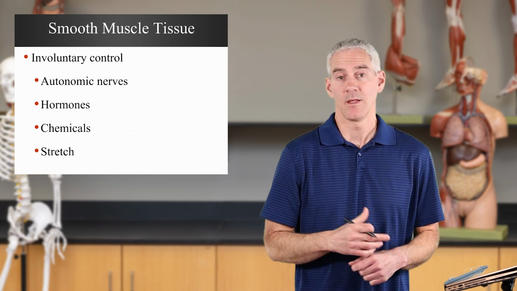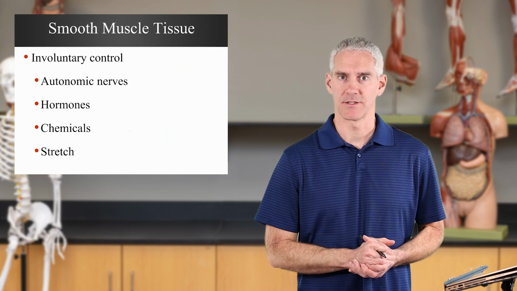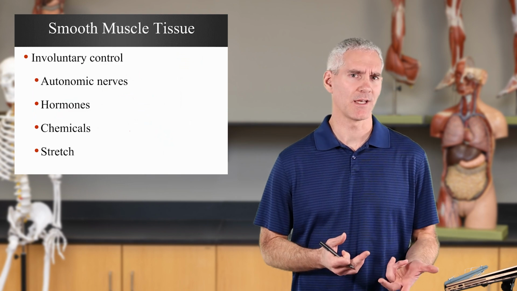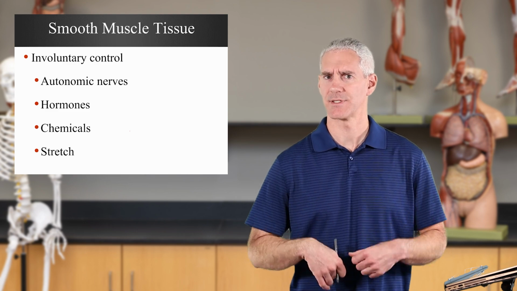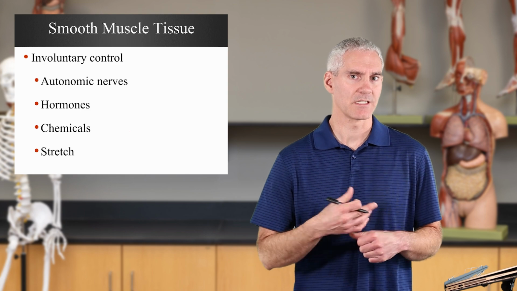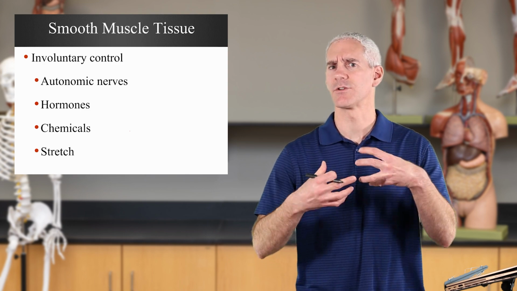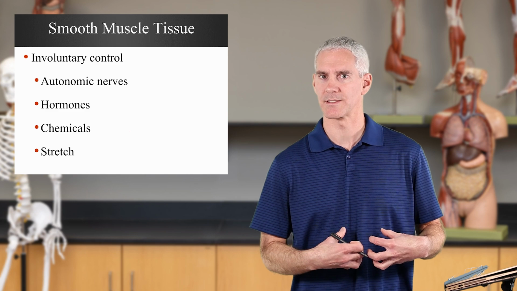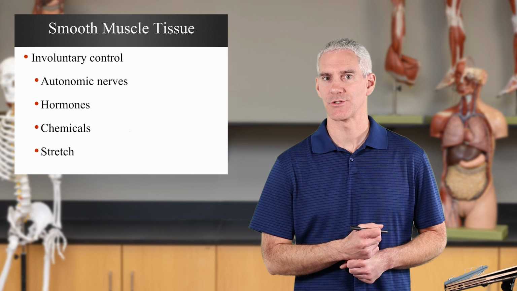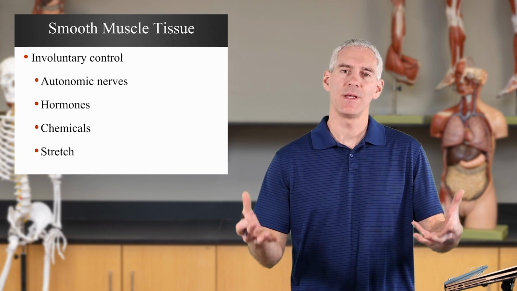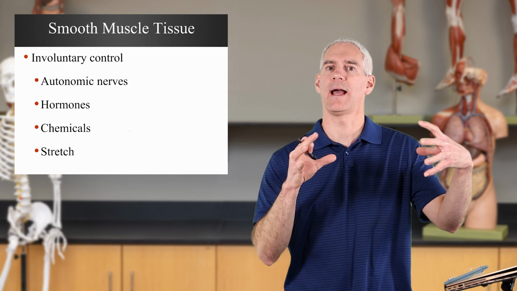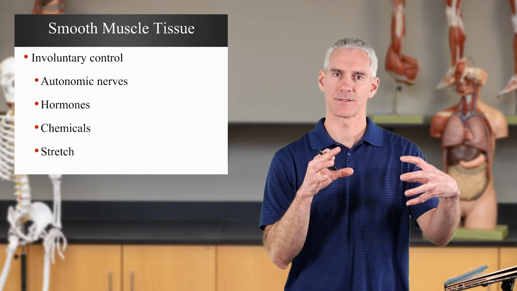And we mentioned control, involuntary. You don't even think about it. Once you're done with your meal, do you think about how to digest it? No, of course not. It just happens. That's because you have, again, the autonomic nervous system. It simply tells your intestines, your stomach, all these different organs what to do, how to work. Hormones, chemicals, stretch, same idea. They can come in and tell this smooth muscle how to react. Contract or relax. Contract or relax.